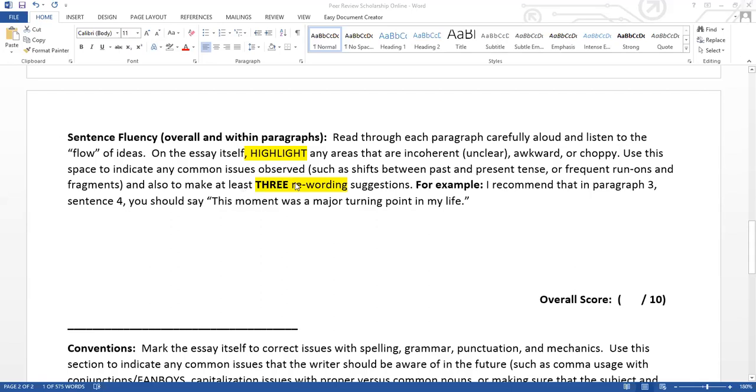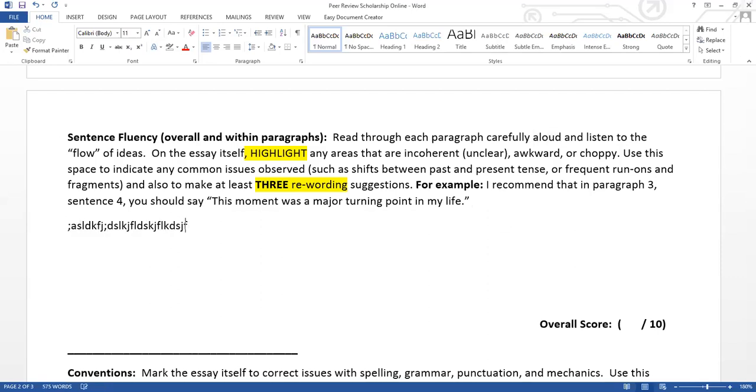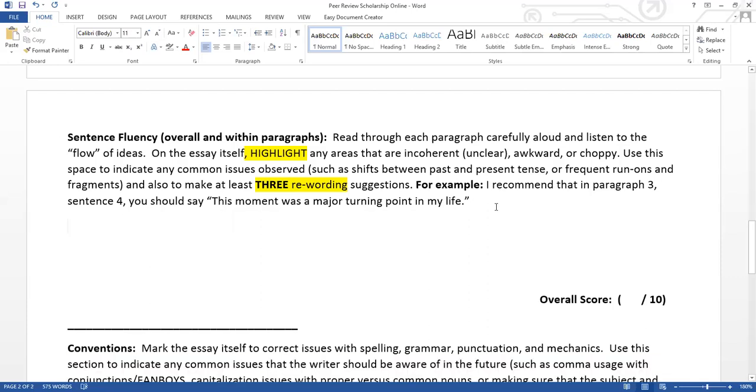Then, to get credit, I want you to make at least 3 suggestions in the space here. I've given you an example. You literally will say, "I recommend in this paragraph," and you just type this out in the space below, okay? This paragraph in this sentence. For example, paragraph 3, sentence 4, or paragraph 1, sentence 5, whatever it is, tell them the paragraph number and also what sentence number it is. And then you give them a rewording suggestion.